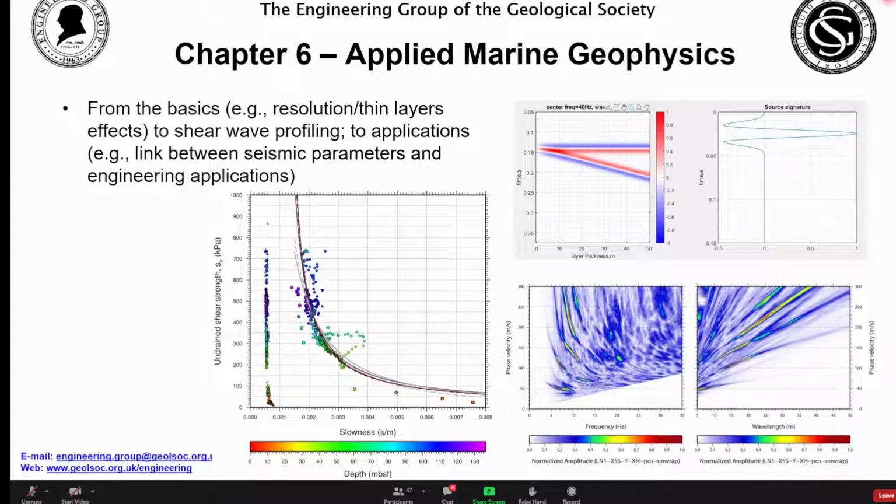It will then cover some more advanced aspects of geophysics as well, things like full waveform inversion and links between seismic parameters and geotechnical properties. So the bottom left here showing information how we might be able to relate the speed of waves versus the undrained shear strength of sediments and start to get to predictive quantitative relationships.